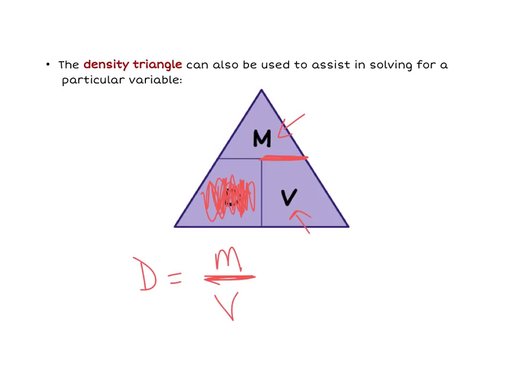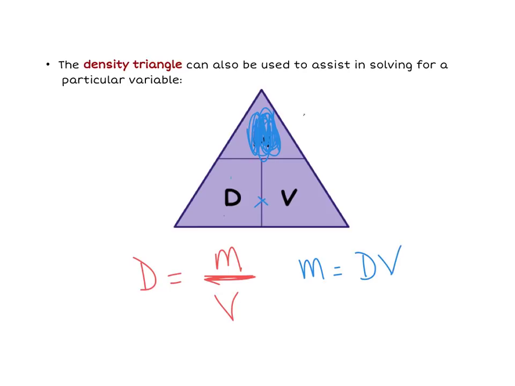Let's try that again, instead, though, with the other variable. So I'm going to do this in blue now. Let's say, for instance, the variable that I was looking to solve for was m. So the question was asking me for the mass. I'm going to hide the mass, cover it up on my density triangle, and write that out. M is equal to. Now in this case, you can see that the d and the v are beside each other, and that implies that they're being multiplied. So m is equal to d times v.